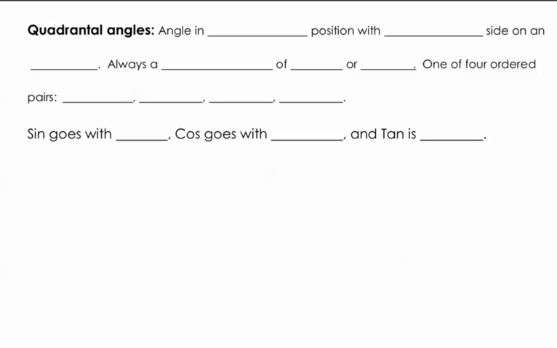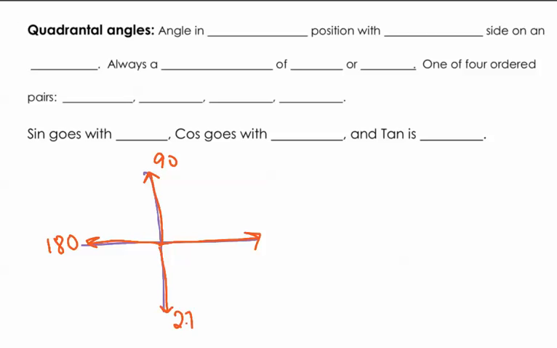So a quadrantal angle kind of sounds funny, but a quadrantal angle is just an angle that's on one of the axes. So if we think about the initial side of an angle always being on this positive x-axis, then the terminal side is going to be on the 90 degrees, or it would be open to 180, or it would go down to 270, etc. So a quadrantal angle is always going to be a multiple of 90 degrees. So you're going to see that it's going to be at 90 degrees, 180 degrees, 270 degrees, or 360 degrees.